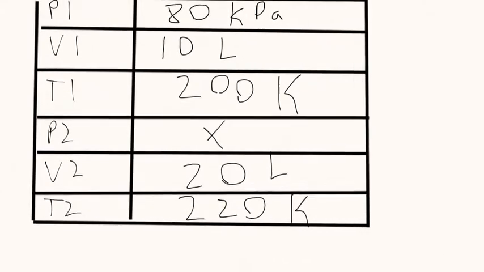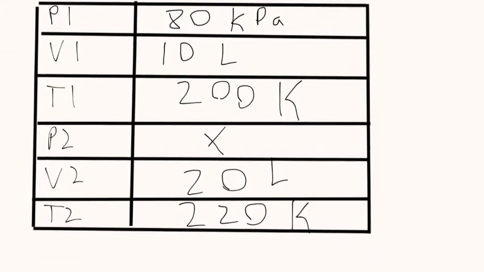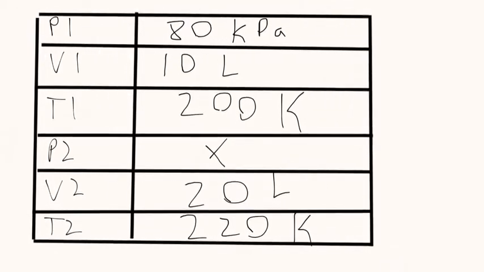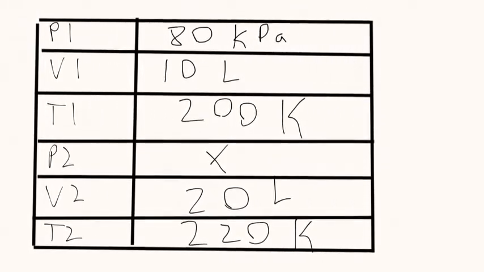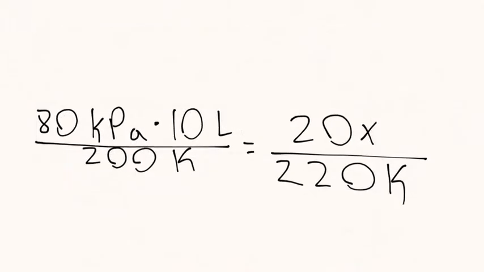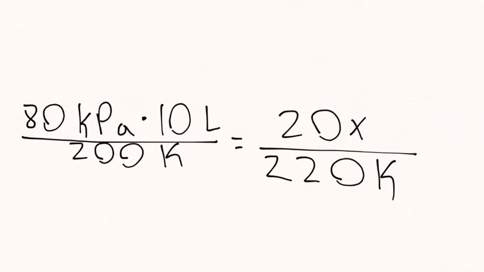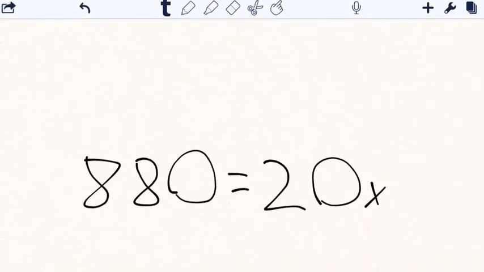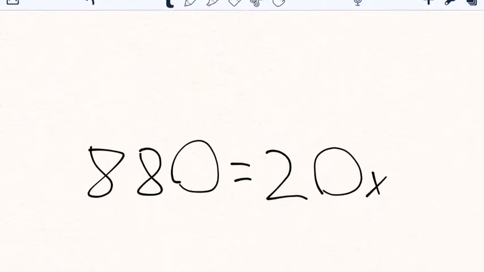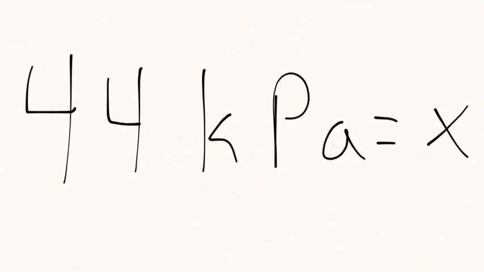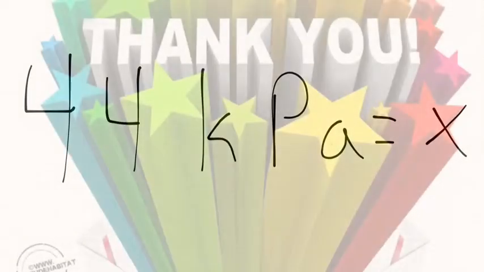P1 is going to be 80 kilopascals, V1 is going to be 10 liters, and T1 is going to be 200 Kelvin. P2 will be X because we do not know what the pressure is, V2 will be 20 liters, and T2 will be 220 Kelvin. When you plug the data in, this is the equation that you will have. The first step is to simplify, and it will lead you to this equation, where you will divide 20 into 880. The final answer is that the pressure is 44 kilopascals.